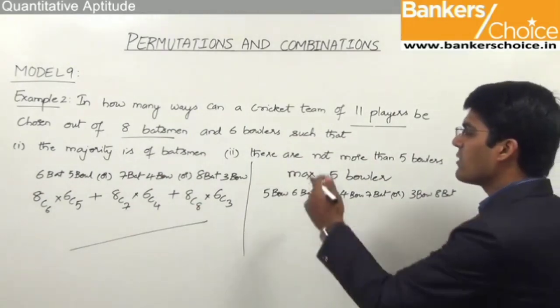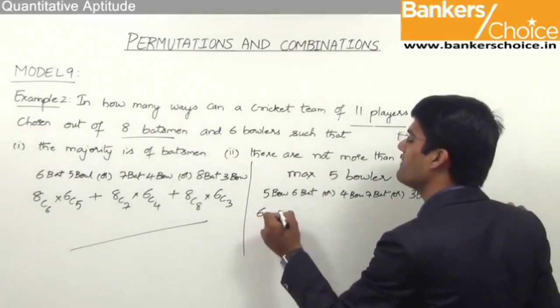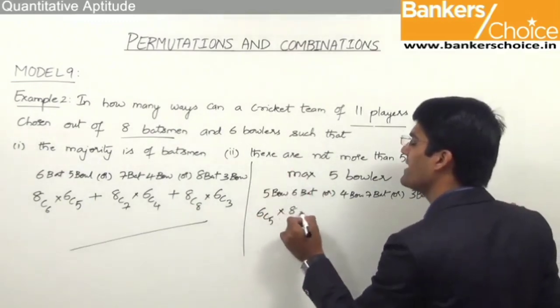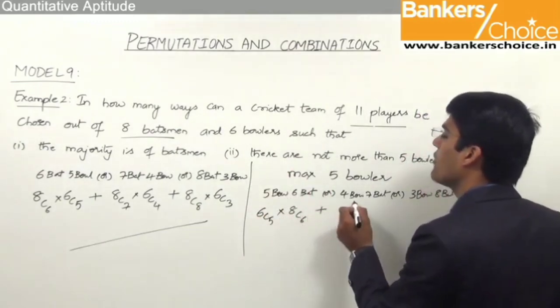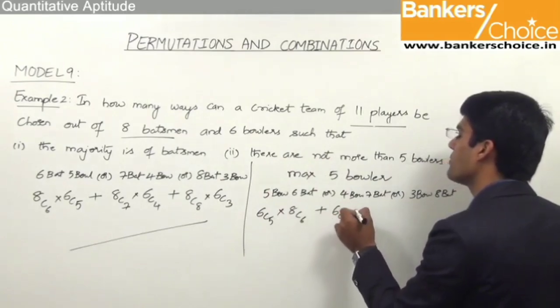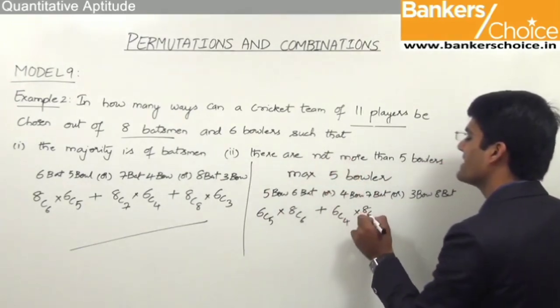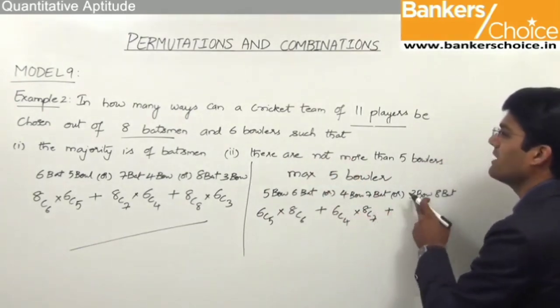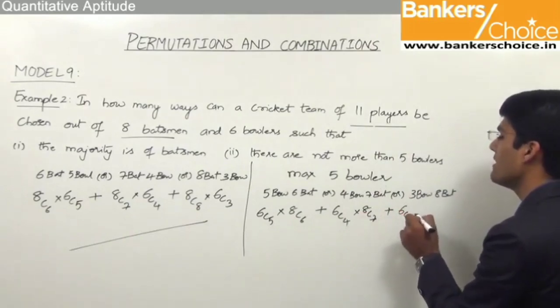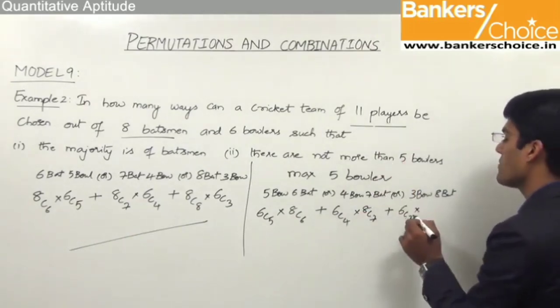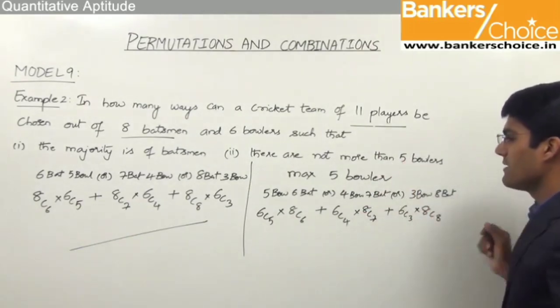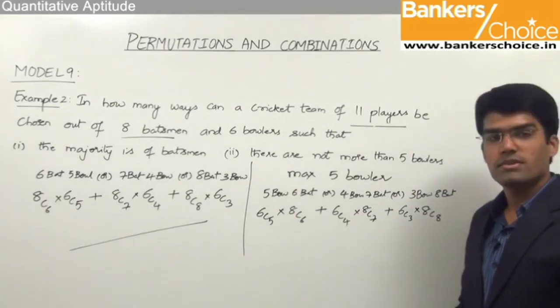So 5 bowlers out of 6 can be done in 6C5 into 6 batsmen out of 8, 8C6, plus 4 bowlers can be taken in 6C4 ways into 7 batsmen, 8C7, plus 3 bowlers can be done in 6C3 into 8 batsmen out of 8 can be done in 8C8 ways. So this is the answer for the given question.